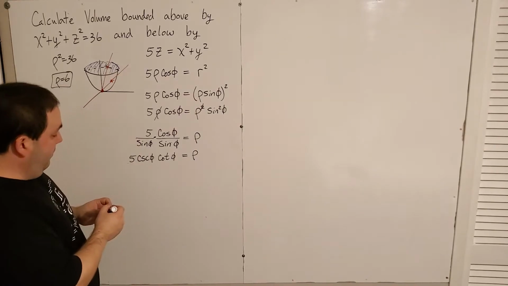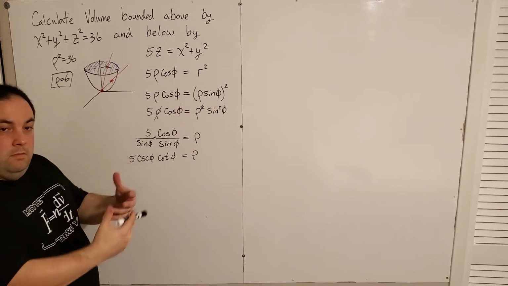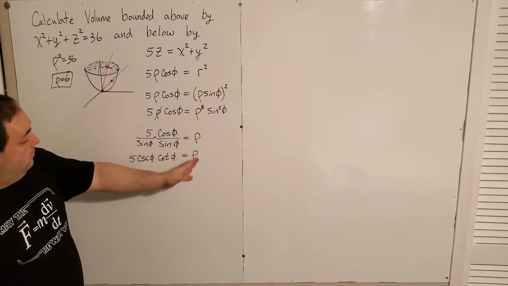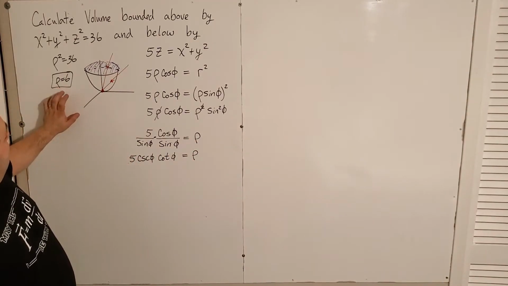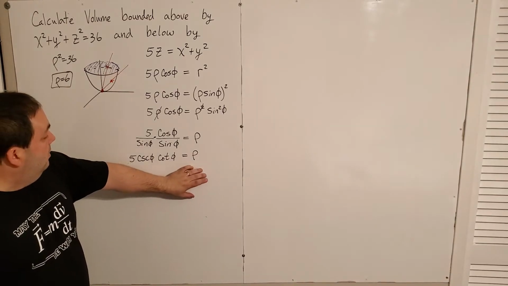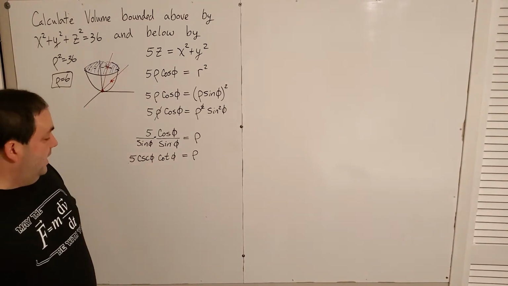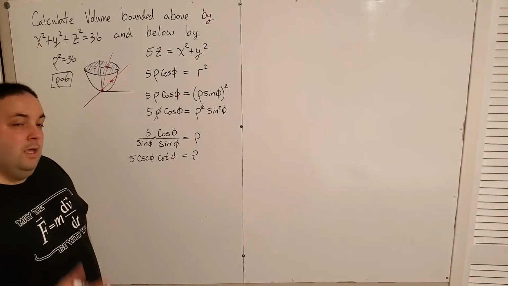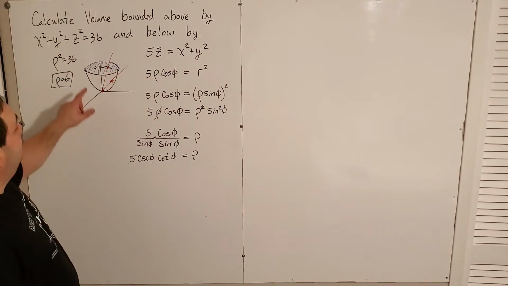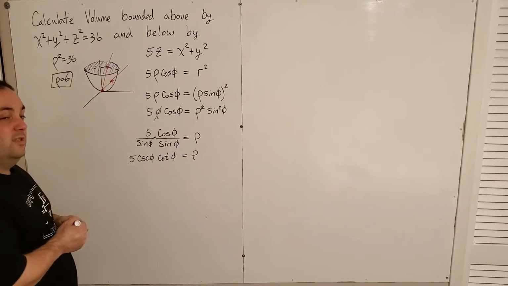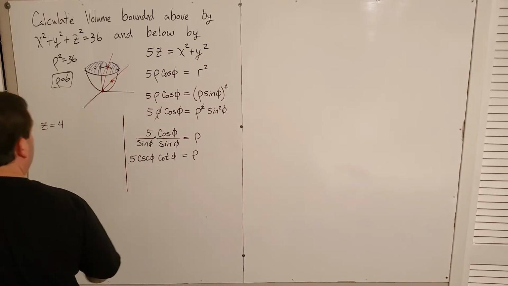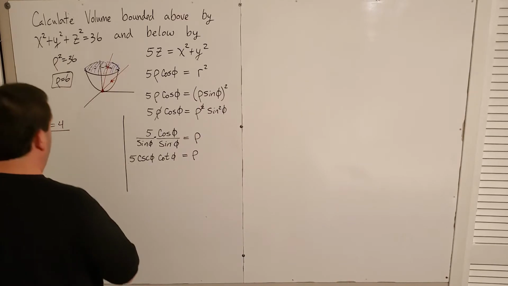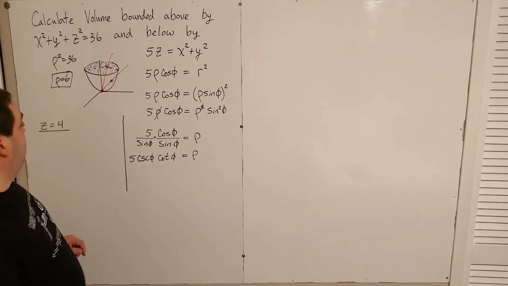Okay, so I have my two surfaces in spherical coordinates now. They're rho being functions of our other variables: rho equals 6 and rho equals 5 cosecant phi cotangent phi. The other thing we need to talk about, remember, is the intersection, where z equals 4. We need to define this also in spherical coordinates.